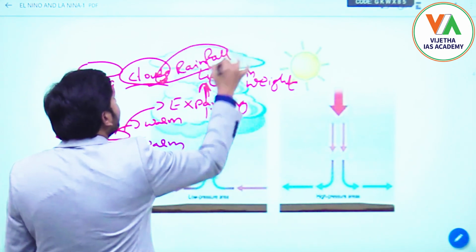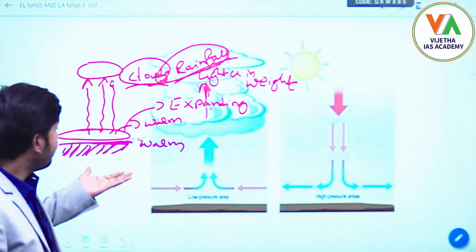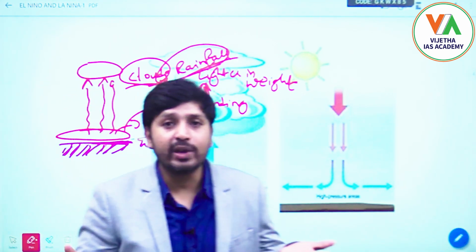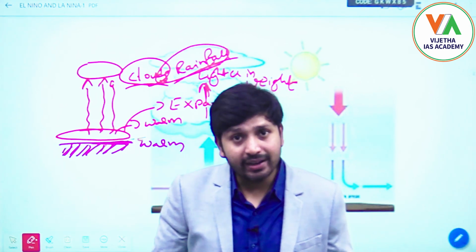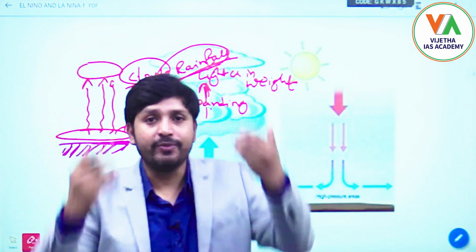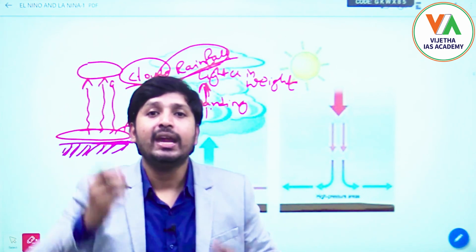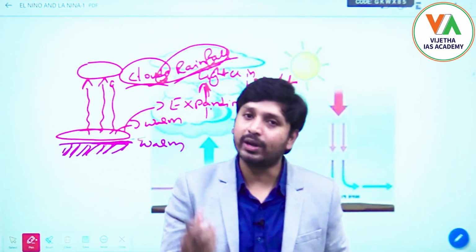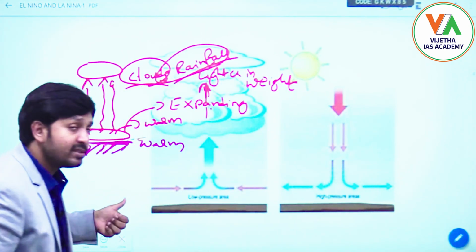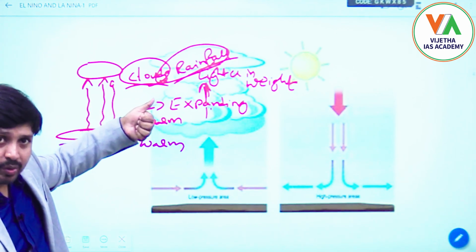This will give rainfall. So remember, wherever the warm air is there, it will try to expand. In the process of expansion, it will become lighter in weight, and once it becomes lighter in weight, it will try to uplift. In the process of uplifting, it will become cool and condense and form clouds and give rainfall. Remember, those airs which are rising, they will give rainfall.